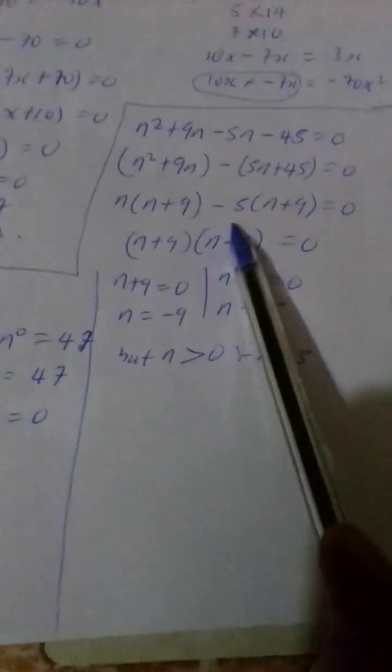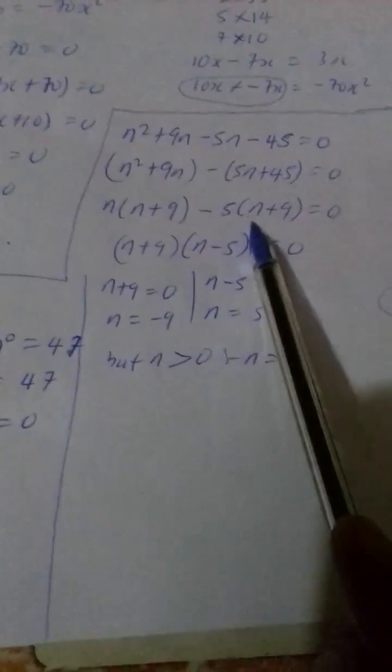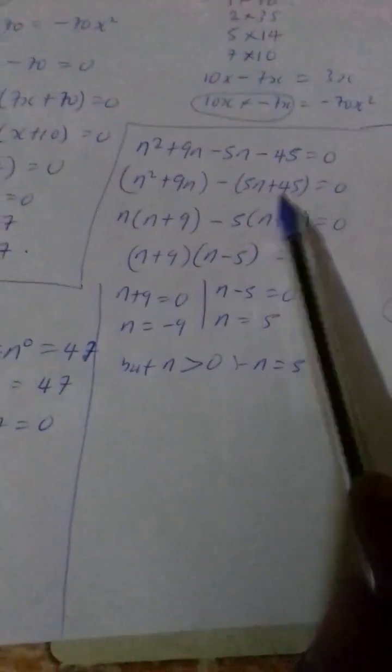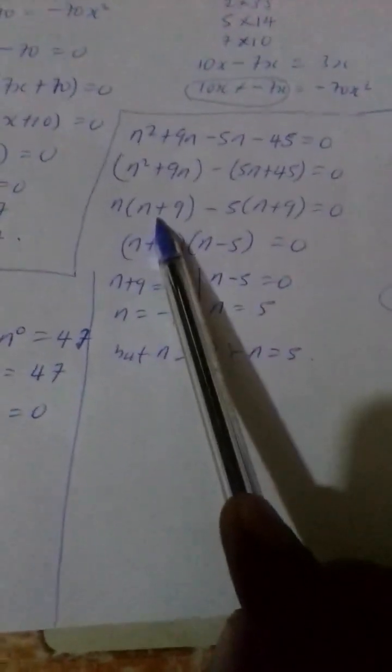So here now, 5n plus 45. What do you have? 5 is common. Bring out the 5. 5n divided by 5, you have n left. 45 divided by 5, you have 9. Can you see? n plus 9 is a common factor. Bring it out. What do you have left here? n. What do you have left here? Minus 5. Equals what? 0.